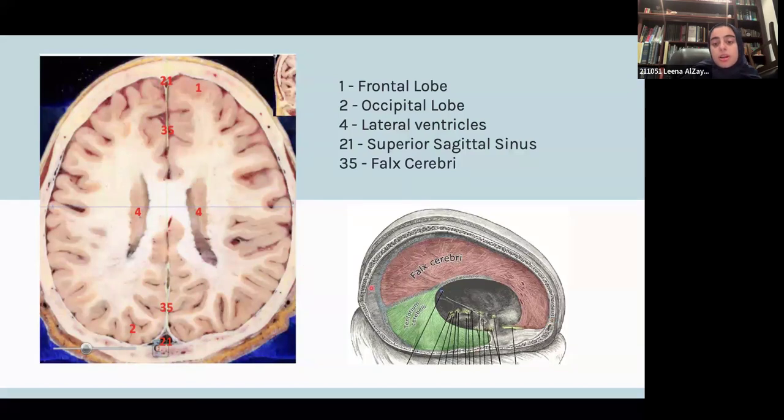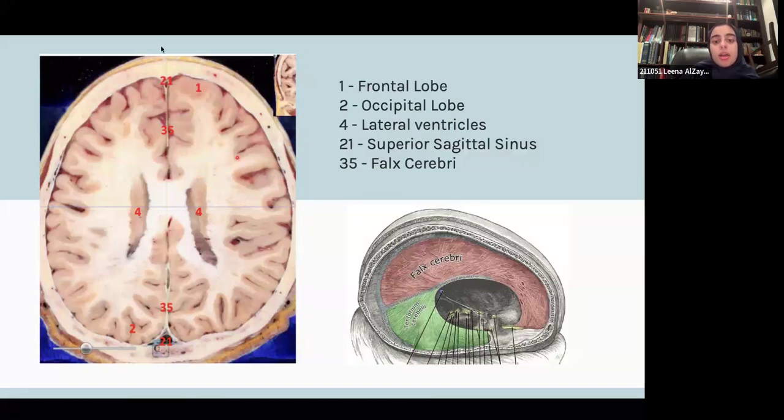So this is the superior sagittal sinus, also indicated by this blue line on the top. And then you have the falx cerebri separating the two hemispheres. This is the falx cerebri. So falx cerebri is number 35, because you're dividing the two hemispheres in half. It's just a layer of meninges separating the right hemisphere from the left hemisphere.